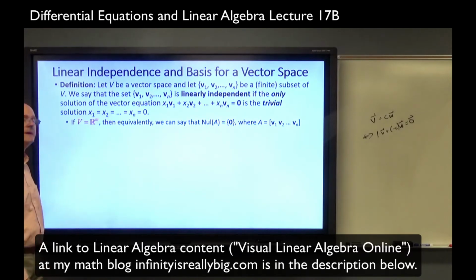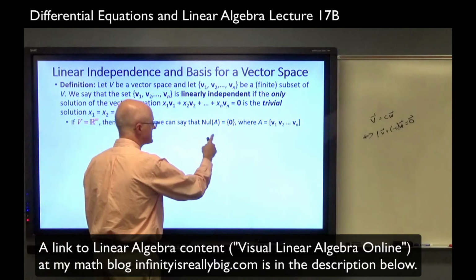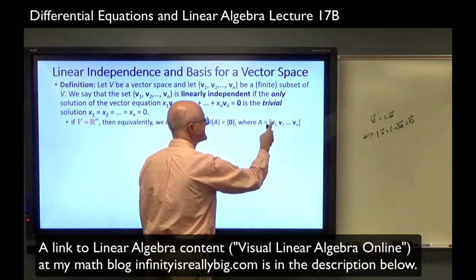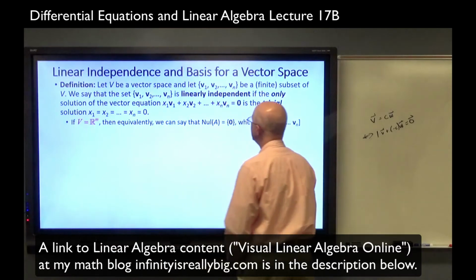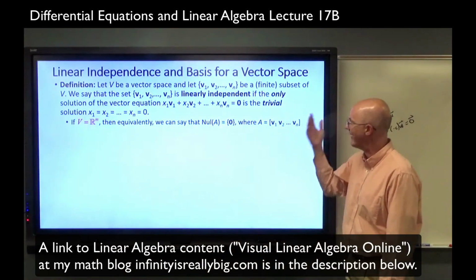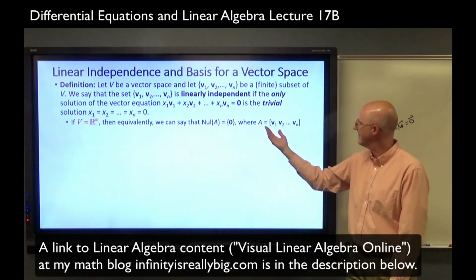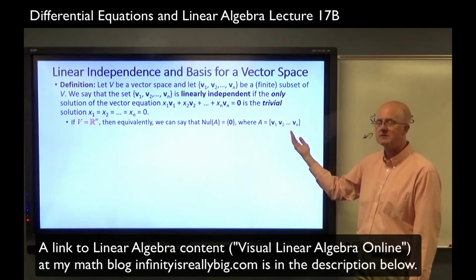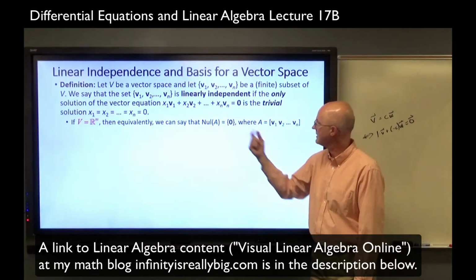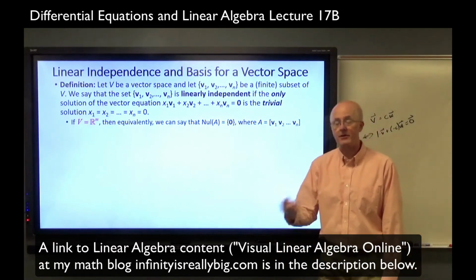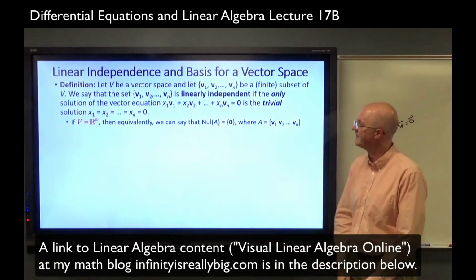If V happens to be Rm, m-dimensional Euclidean space, then equivalently this collection of vectors is going to be linearly independent when the null space of the matrix is zero, where A, the matrix, consists of all of these vectors as its columns. Say that again. If these vectors, v1 through vn, are in Rm, they are m-dimensional vectors, and you make a matrix whose columns are those vectors, thinking of them as column vectors, then they are linearly independent when the null space of that matrix is the zero vector. In other words, the kernel of the corresponding linear transformation is just the zero vector.